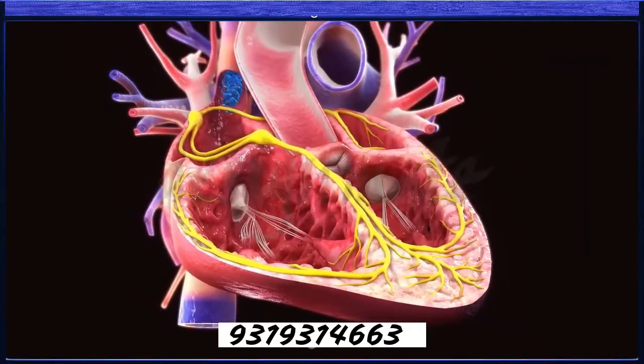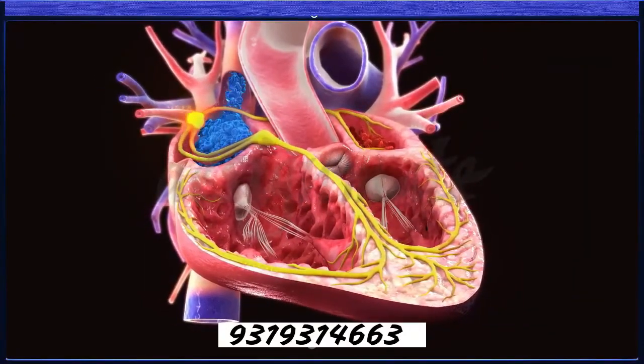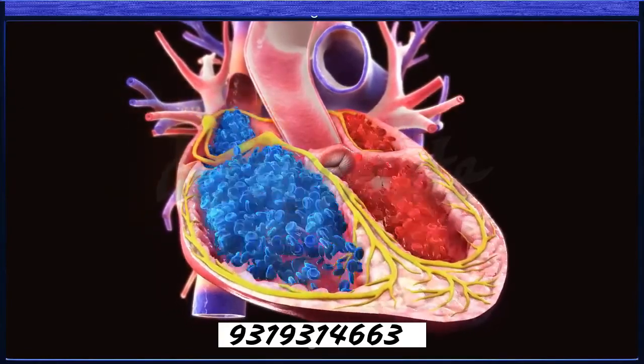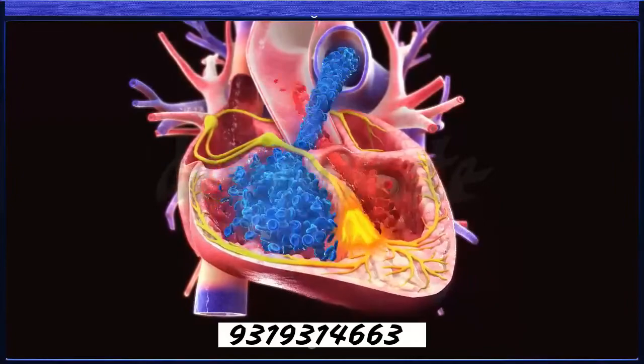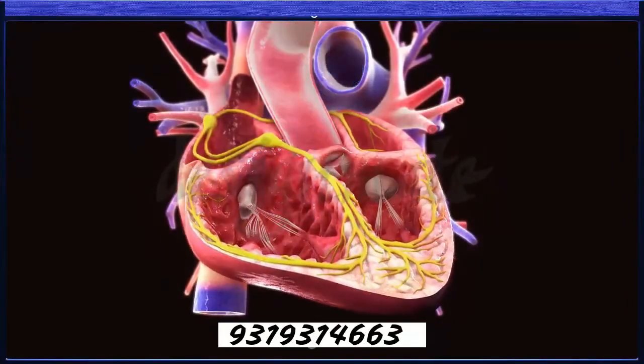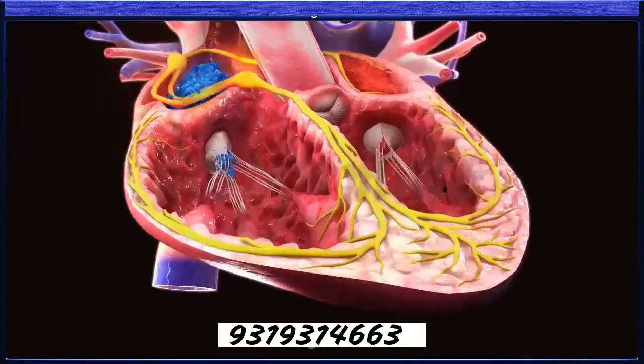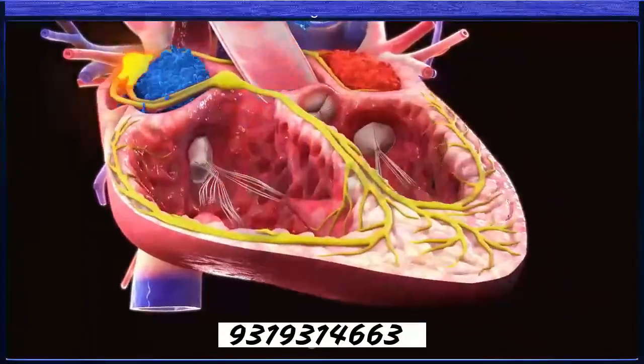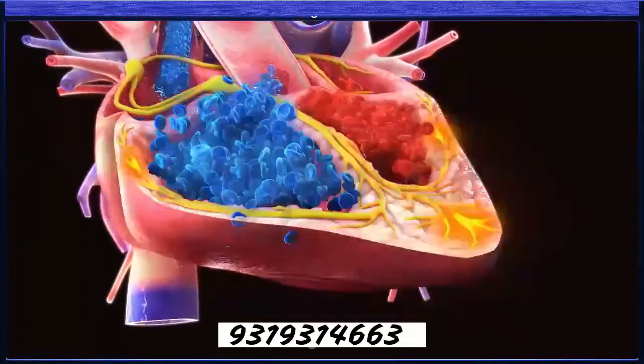Thus, the impulse generated at the SA node causes atrial contraction and flow of blood into ventricles, and then the ventricles contract, pumping the blood out of the heart. It is the impulse generated by the SA node that causes the heart's chamber and valves to work in tandem.